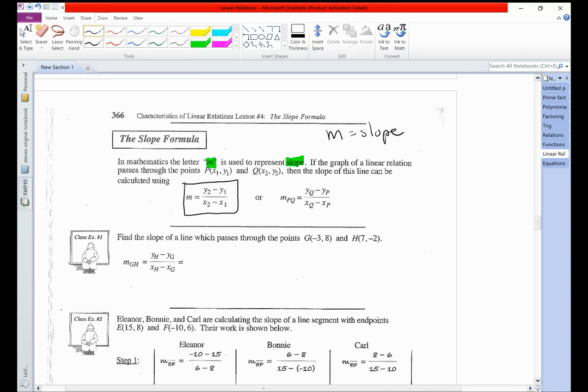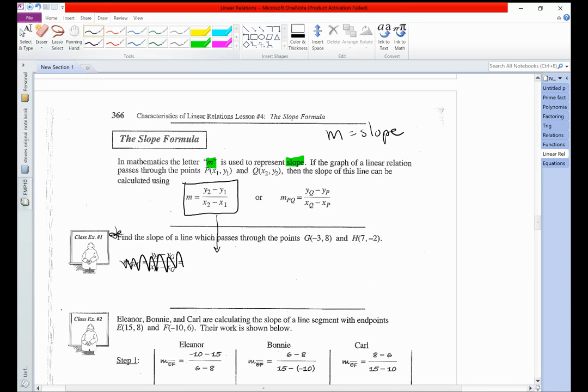So I know if you have a graph, it's easy to count the rise and the run, but if you're given a question like this one right here, you can use the slope formula instead of having to graph everything. So I'm going to cross that out because I'm going to use this one, which makes more sense. So the question says, find the slope of a line which passes through the points G and H, where G is -3, 8, and H is 7, -2.